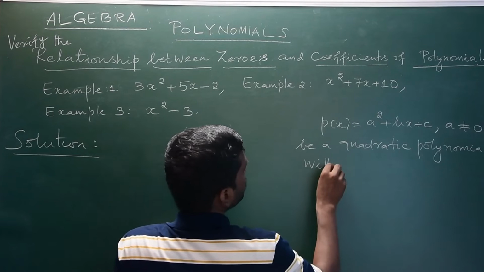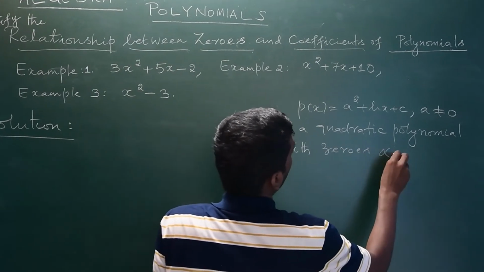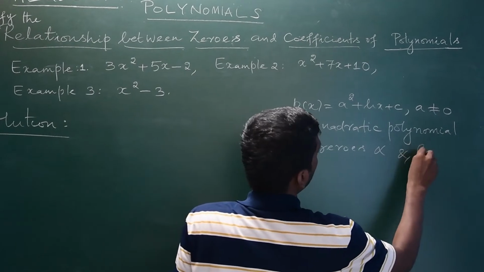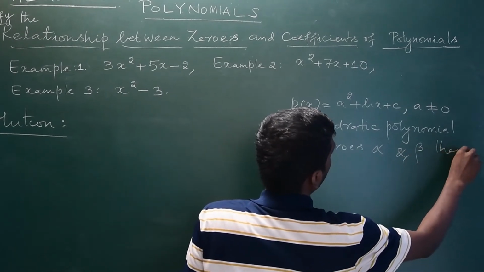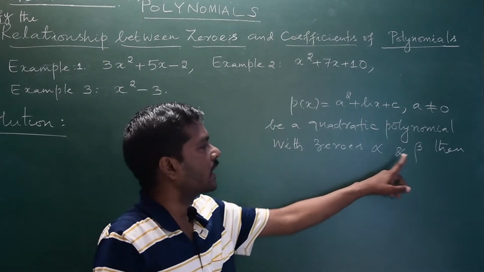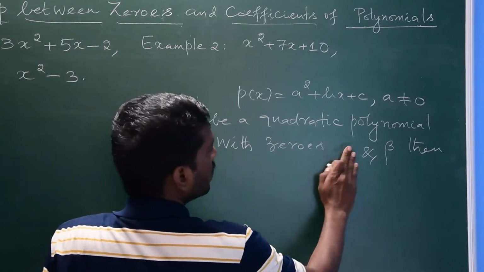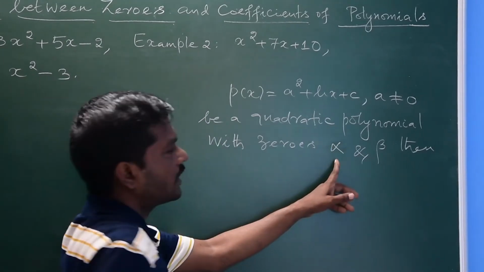with zeros alpha and beta. By the way, we usually denote zeros with the Greek letters alpha and beta.